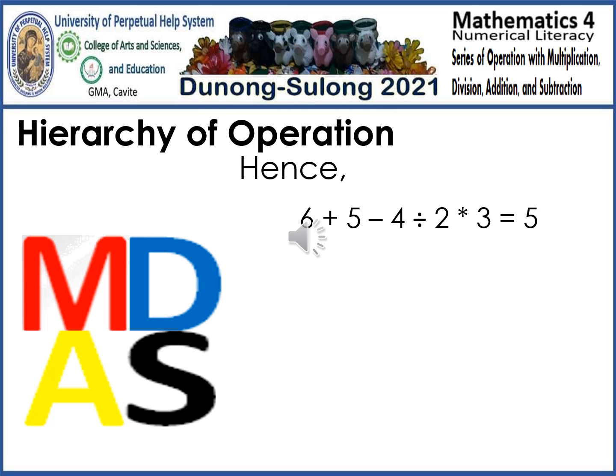Hierarchy of operation with the equation of 6 plus 5 minus 4 divided by 2 multiplied by 3. Hence, the answer is 5.